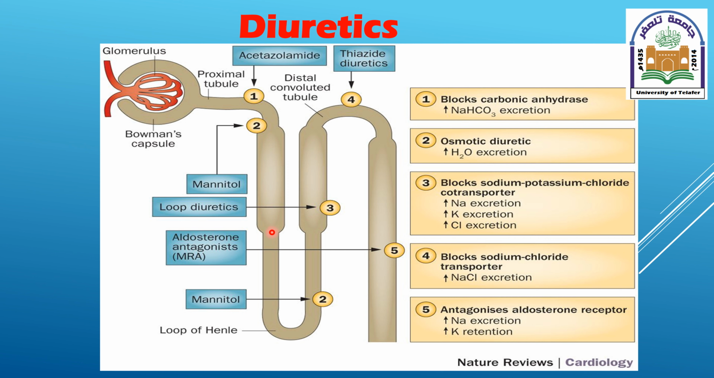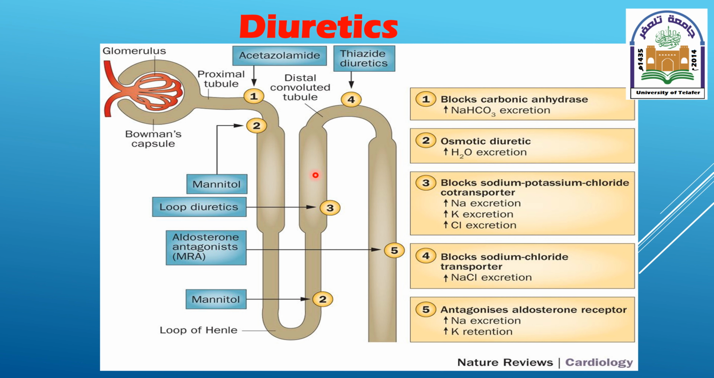The second part of the tubules is the loop of Henle, where 20% of the water and 25% of the filtered sodium are reabsorbed, especially in the thick ascending segment of the loop. Drugs which act here and prevent water reabsorption are known as loop diuretics, like furosemide, bumetanide and ethacrynic acid. These drugs prevent reabsorption of water and electrolytes from the loop, especially from the thick ascending loop, and are known as loop diuretics.